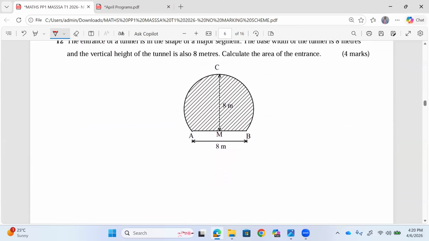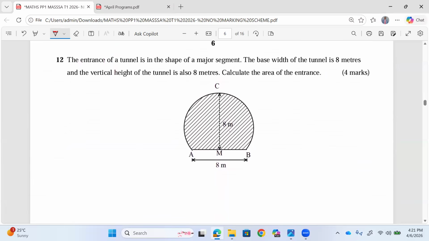Number 12 is here. We can read number 12 together, then we solve it together. The question says that the entrance of a tunnel is in the shape of a major segment. The base width of the tunnel is 8 meters, and the vertical height of the tunnel is also 8 meters. Look at the measurements there. 8 has been given as the width of the tunnel, and the vertical height has also been given as 8 meters. Also calculate the area of the entrance.